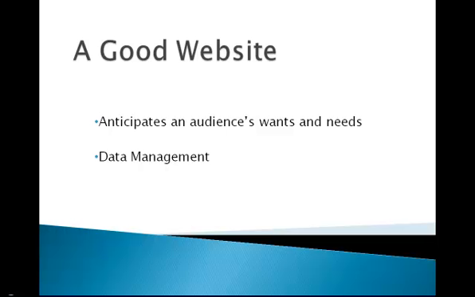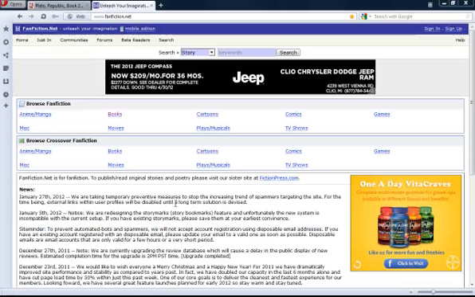So, what I'm going to cover today is going to involve internet technology a bit, and in particular, two of these things that we've come to expect from a good website, such as it anticipates what an audience wants and needs, and has successful data management. This site does some good anticipating of its audience, and is very obliging toward its readers' potential wants. I'll break down the various ways it can do this.